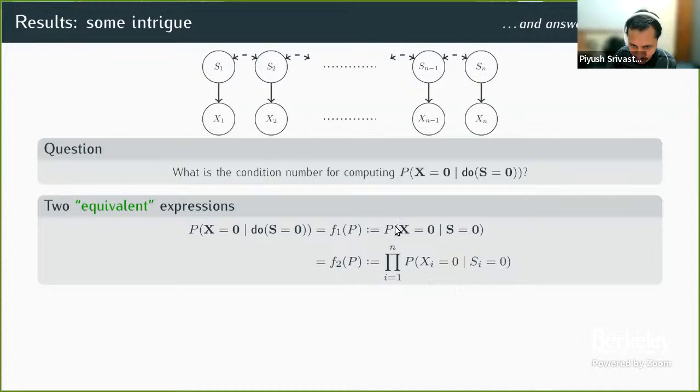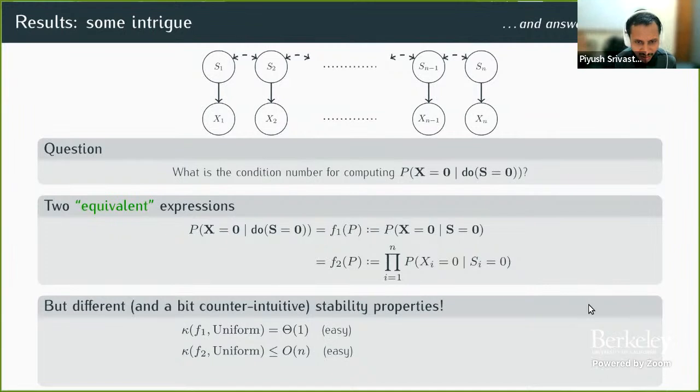Okay, so now maybe I can ask the quiz again. The quiz was, how does the condition number grow for this? So getting some bounds is not so difficult. It's quite easy to see that the condition number of the first expression is a constant. It's both upper and lower bounded by a constant. That's what this notation theta one is. For the second one, it's also easy to show that it's at least upper bounded by order n, about 2 times n.